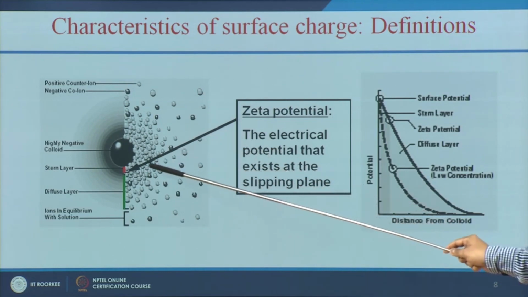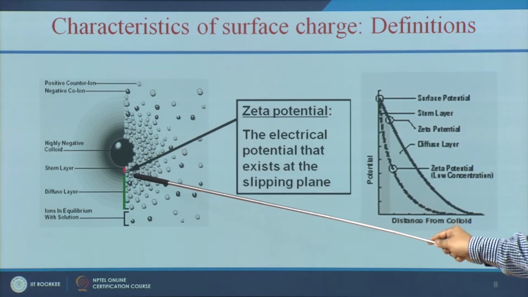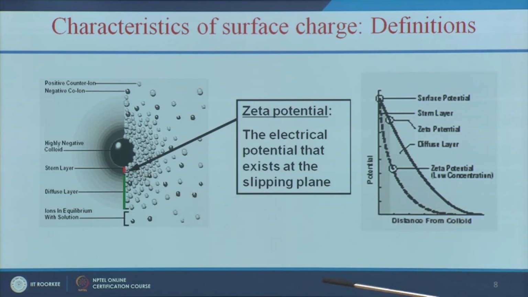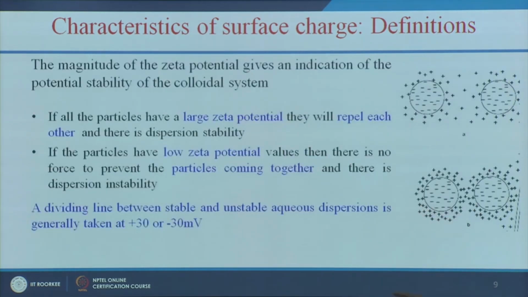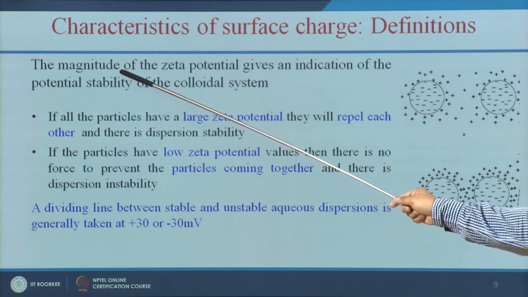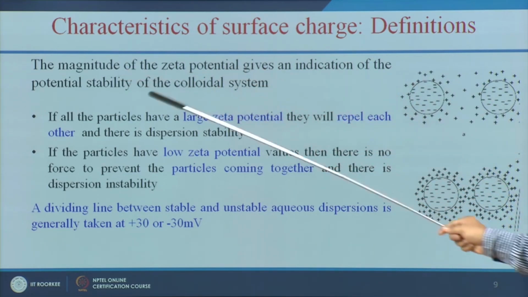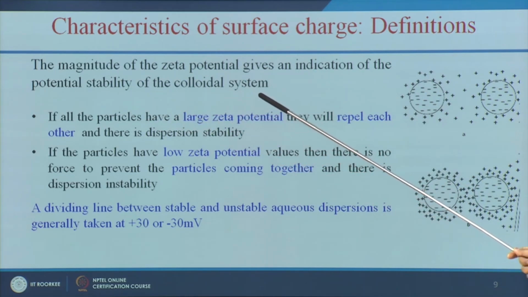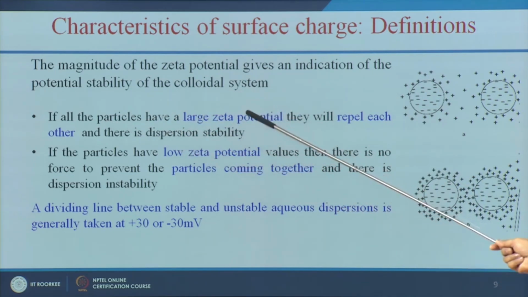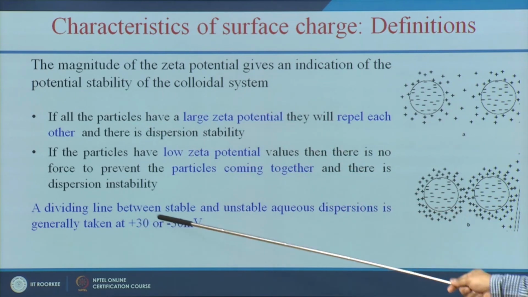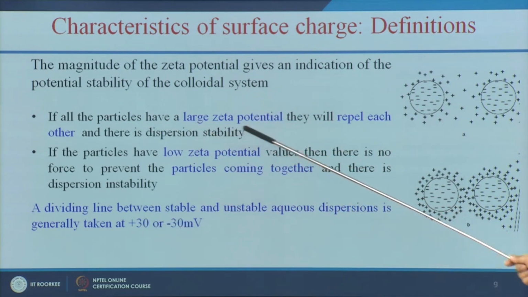The electrical potential that exists at the slipping plane is called zeta potential, and this zeta potential mainly depends on the stabilizing agent as well as the coating agent or capping agent. The magnitude of the zeta potential gives an indication of the potential stability of the colloidal system. Suppose all the particles have a large zeta potential, that is, more than plus 30 or less than minus 30, then they will repel each other. So, the particles having uniform charges will repel each other and there is dispersion stability.